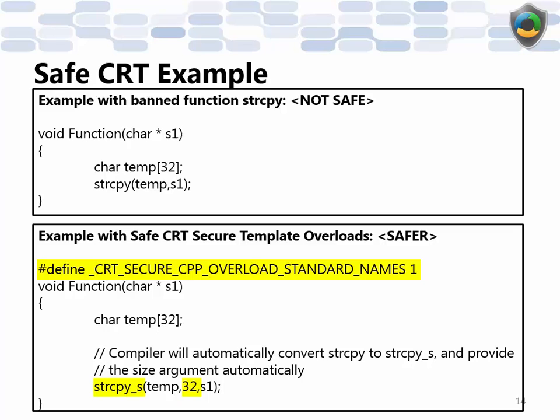Like StrSafe, developers can manually fix existing code to use safer functions where found. However, the Safe CRT library comes with that useful feature that if we set _CRT_SECURE_CPP_OVERLOAD_STANDARD_NAMES to 1, again, the compiler will automatically check for banned functions and then also automatically convert said banned functions into their safer versions.